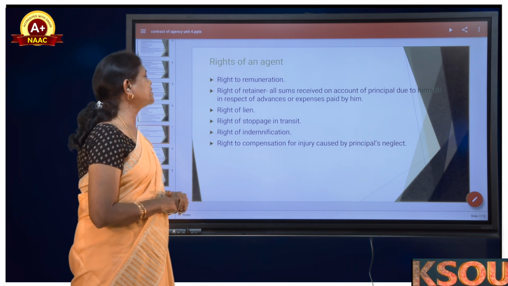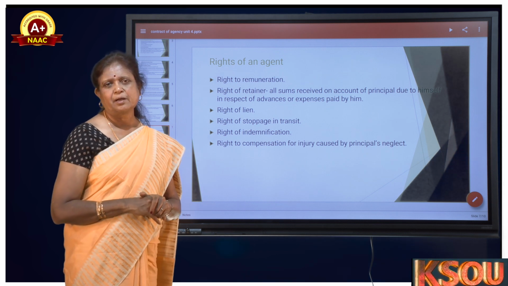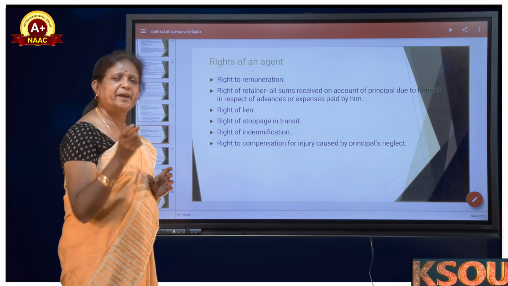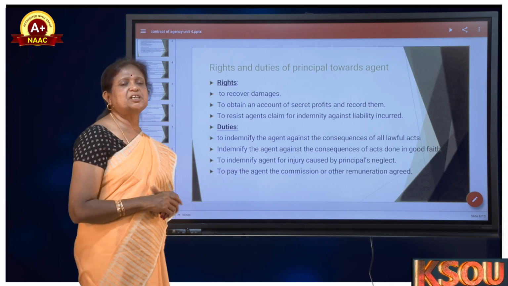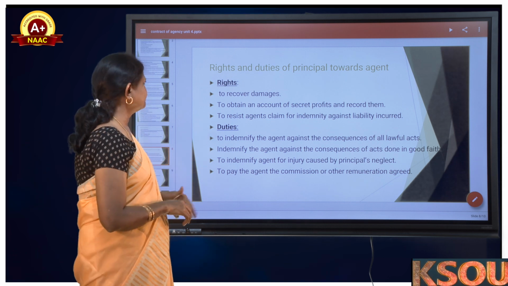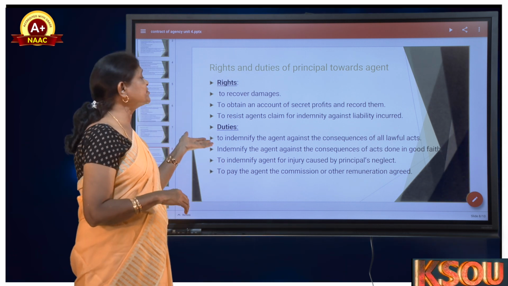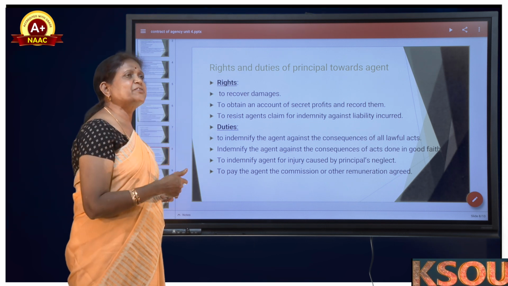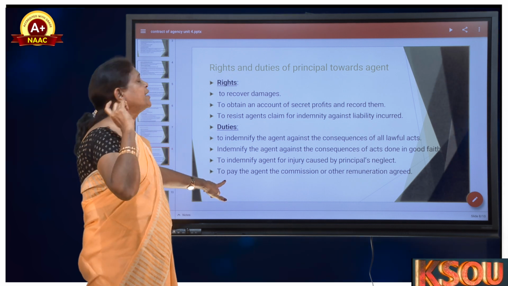Then right to compensation for injury caused by the principal's neglect. So any injury or loss caused to the agent because of the principal's negligence, the agent can recover that amount. Similarly, duties of the principal. The duties of the principal are the rights of the agent.